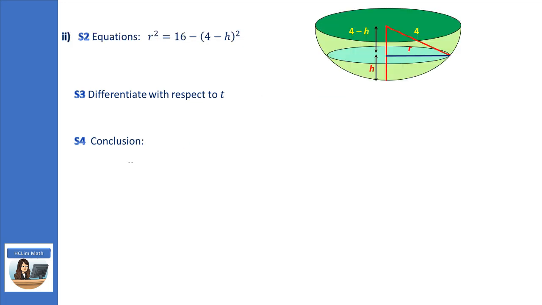So to find my dr/dt, I have to use the theorem of Pythagoras. So I have my r square equal to 16 minus the quantity 4 minus h, squared. Okay, use the triangle here. So then after that, I differentiate both sides with respect to t. So for the r square, I have my 2r dr/dt, and from here, I have minus 2 times 4 minus h to the power of 1, times negative dh/dt.